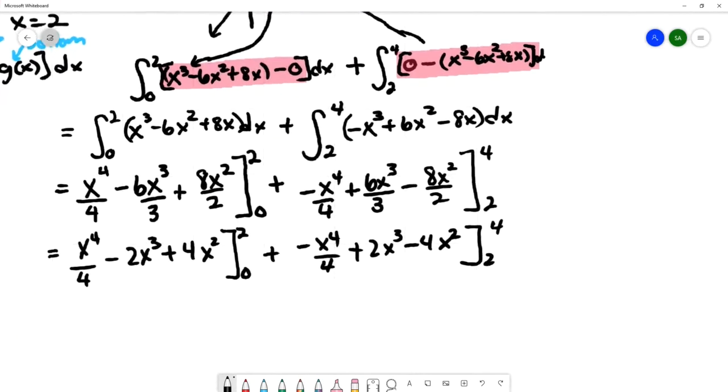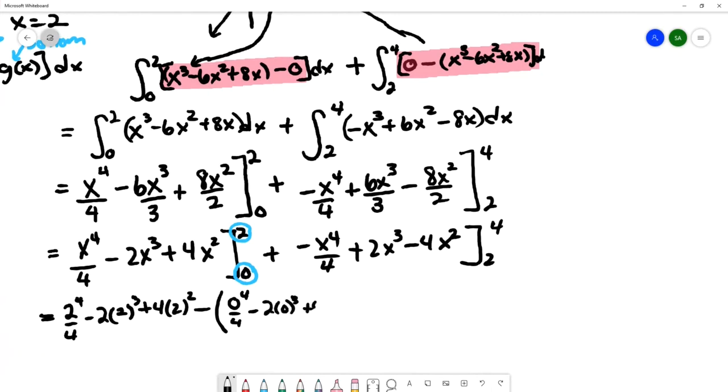So now I'll apply that fundamental theorem of calculus. I want to evaluate at the upper bound and at the lower bound and subtract those two values. So for the upper bound, I'll have 2 to the 4th over 4 minus 2 times 2 cubed plus 4 times 2 squared. Then I want to subtract. I'll put parentheses to make sure I subtract the whole thing. For the lower bound, 0 to the 4th over 4, that will be a minus 2 times 0 cubed plus 4 times 0 squared.